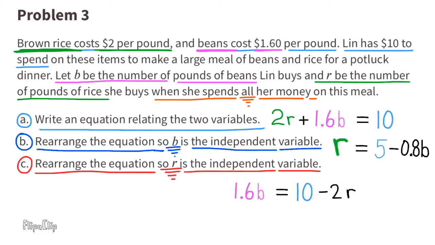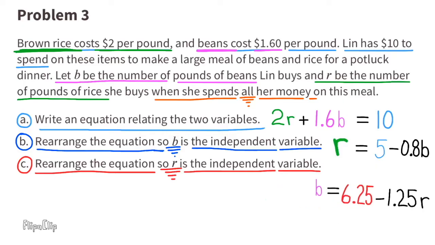Next, let's get the B by itself so that it's just 1B, and we'll do that by dividing both sides by 1.6. Every term needs to be divided by 1.6. 1.6B divided by 1.6 equals B. 10 divided by 1.6 equals 6.25. And negative 2R divided by 1.6 equals negative 1.25R. That leaves us with the equation B equals 6.25 minus 1.25R.